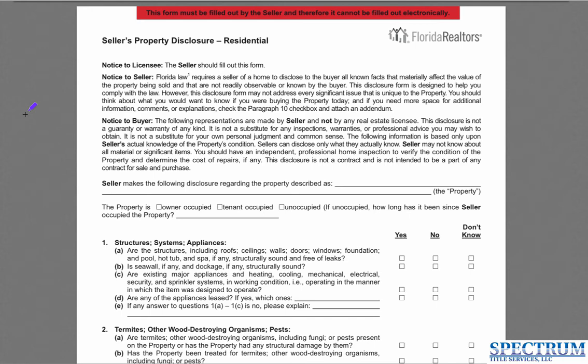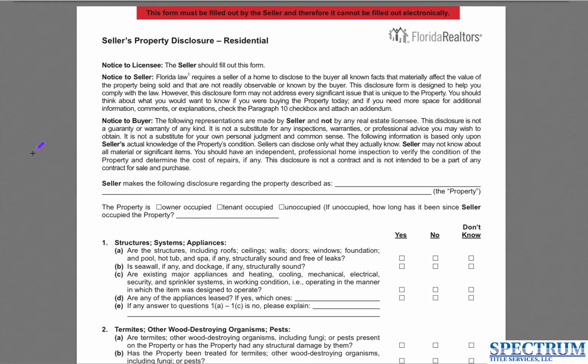This disclosure is not a guarantee or warranty of any kind. It is not a substitute for inspections, warranties, or professional advice you may wish to obtain. It is not a substitute for your own personal judgment and common sense. Now, a lot of times when people get involved and their emotions get going in real estate transactions and buying and selling property, their common sense goes out the window. So they need to think about when they're walking through the property, if they see something that doesn't quite look right, and common sense may tell them they need to have this further inspected.